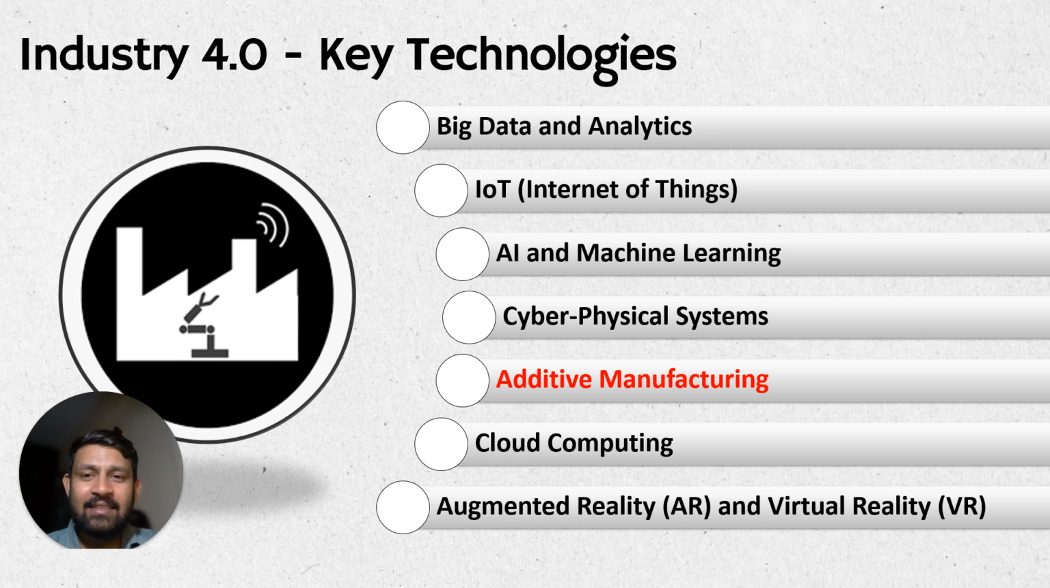So now all these key technologies play a very significant role in making our factories smart and in converting our industry into Industry 4.0. So they are the pillars of Industry 4.0, but for this course, we will be focusing on additive manufacturing to be precise.